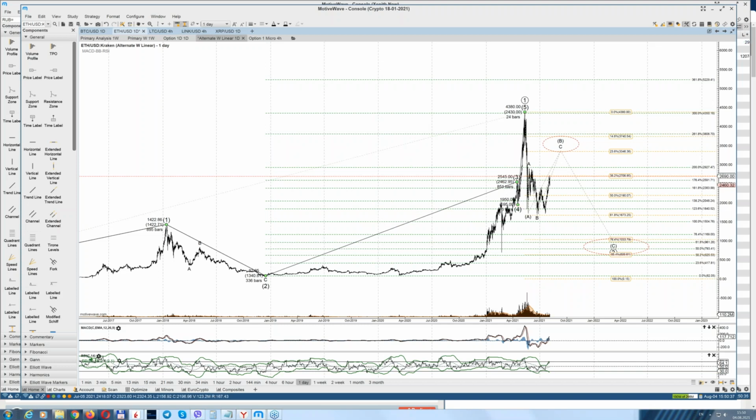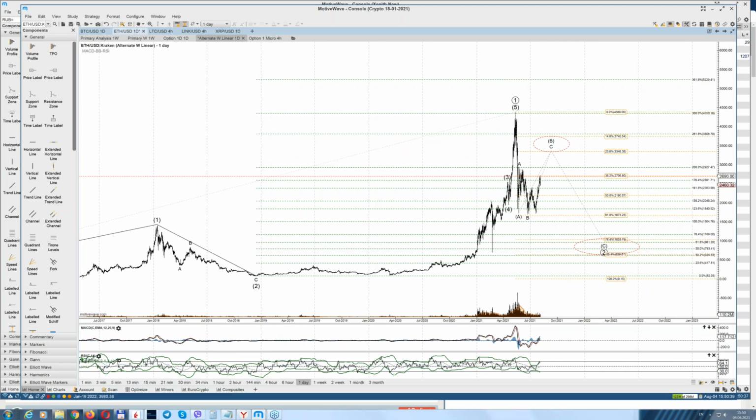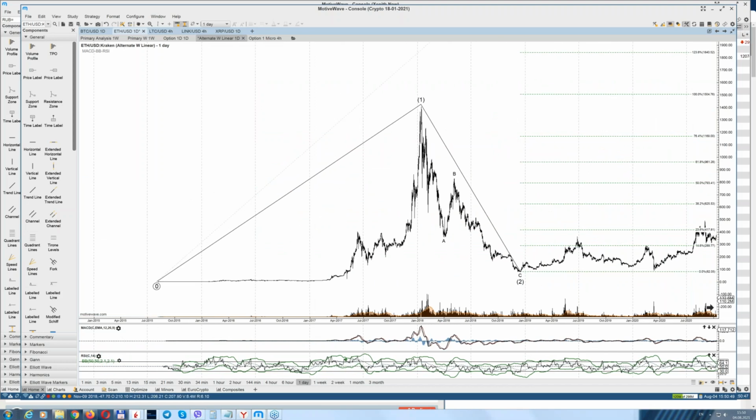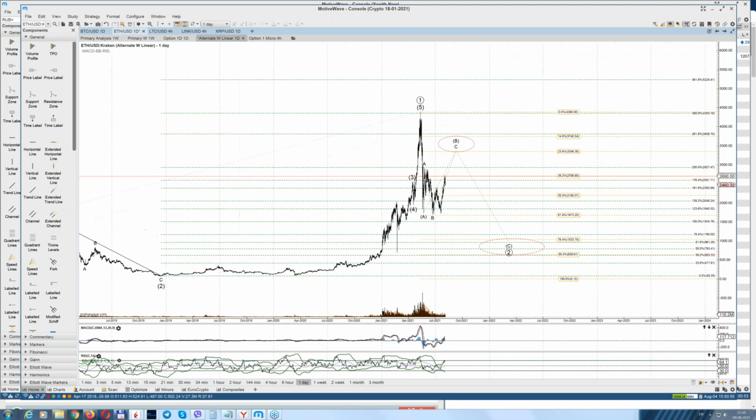This wave subdivision also suggests that we have topped in the wave 1 as a 3.0 extension of the previous low, the previous bottom. We were referring to the 2015 low. Here it is. A 3.0 extension is enough to consider the initial impulse of the low topped.